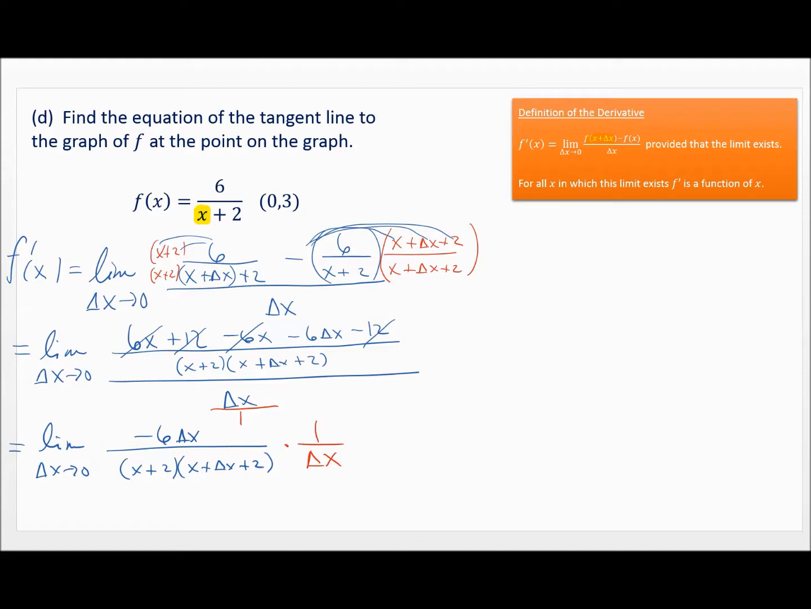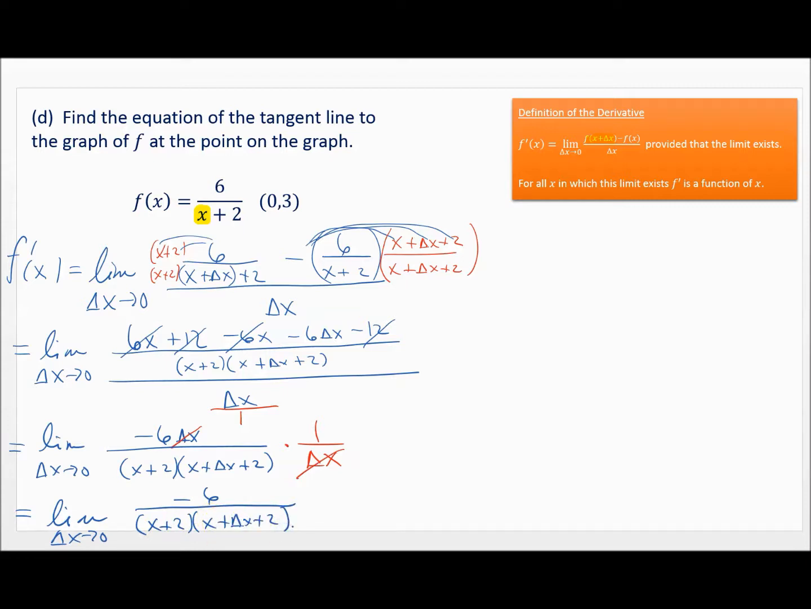But where it helps is I can cancel, let me go back to red, this delta x with this delta x. Now, how is that helping? That's huge because that gets rid of our 0 over 0 issue. So now we're taking the limit as delta x approaches 0 of -6 in the numerator divided by x plus 2 times x plus delta x plus 2.